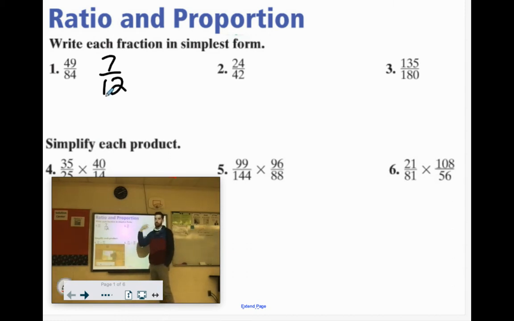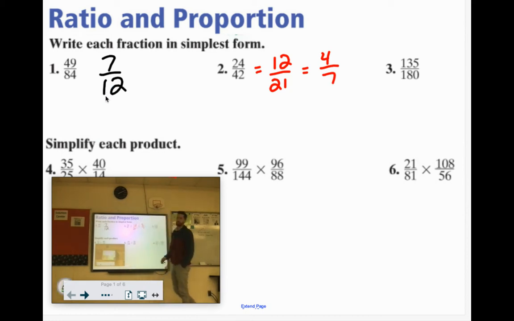Hey, you can always start with even numbers, all divisible by 2, and then you could keep doing that. So half of 24 would be 12, half of 42 would be 21, and you're like, oh, well, I know 3 goes into those. 3 goes into 12 4 times. And then 3 goes into 21 7 times. So just knowing a couple divisibility rules, you can figure out simplifying.